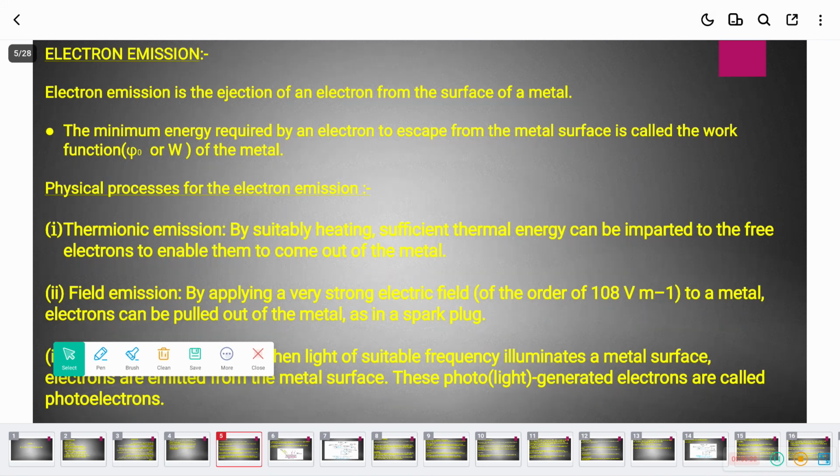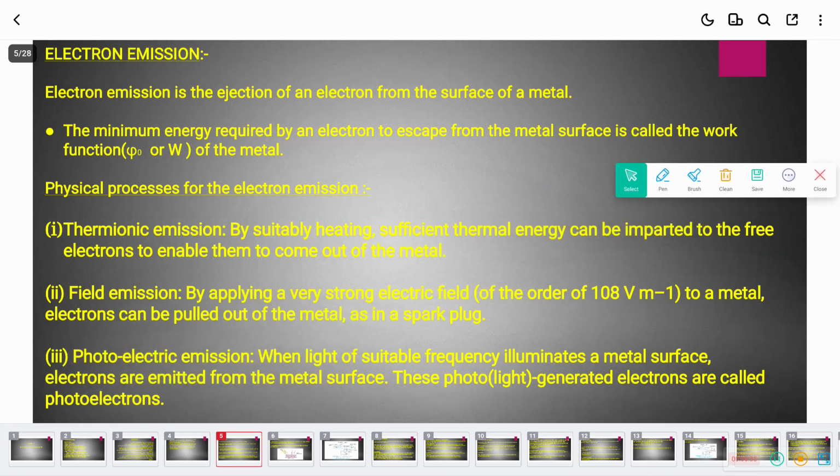How many processes are there for electron emission? Three processes. What are the names? One is thermionic emission, another is field emission, another is photoelectric emission. Moshini, how many emission processes are there? Three processes. One is thermionic emission, another is field emission, another is photoelectric emission.